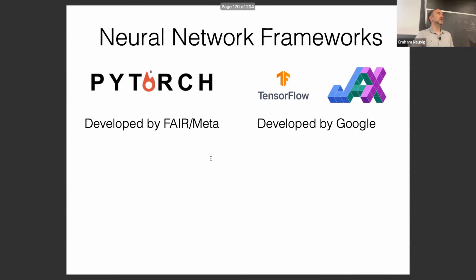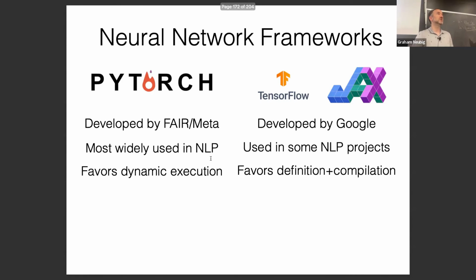The opposite of this is definition and then compilation. The way this works is you define the graph only once. You define the shape of your network, and then you just use it over and over again. You throw more data at it and continue using the same one. PyTorch kind of supports definition and compilation, and JAX kind of supports dynamic execution. TensorFlow does too, but you probably don't use TensorFlow nowadays.